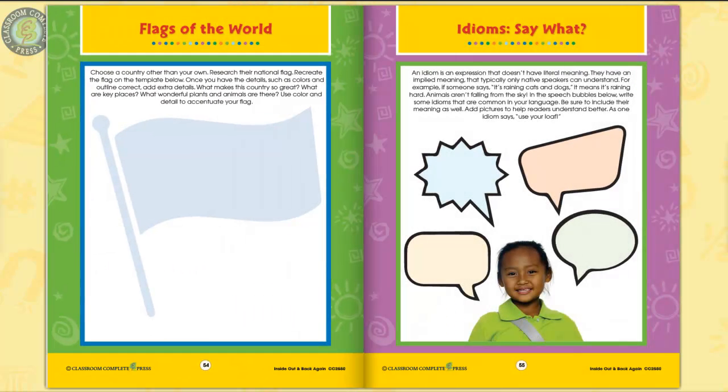Explore the concept of language and how difficult it can be to learn by researching common idioms used in your language.